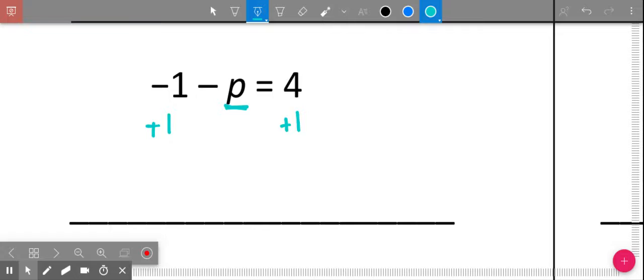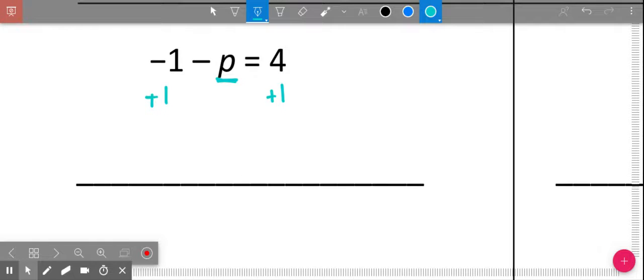So that -1 is furthest away. So we're going to start with that. So we're going to add 1 to the other side. Those cancel out. Awesome. That's what we wanted. And we have -p is equal to 4 plus 1 gives us 5.